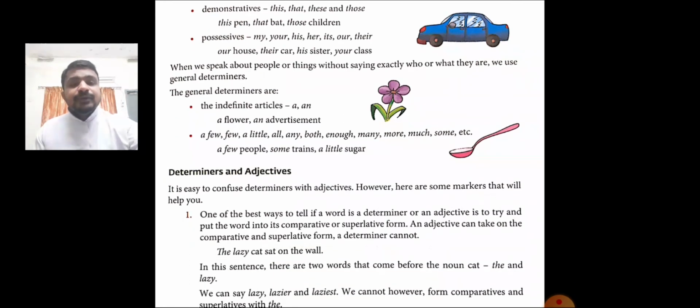For example, the lazy cat sat on the wall. There, the and lazy: lazy, lazier, laziest, as you know. So lazy is an adjective, but the cannot be changed to any comparative or superlative form. So the is a determiner.